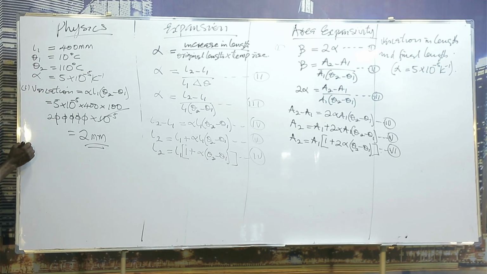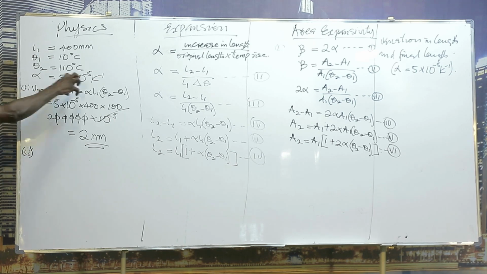Then the next question now in II. The next question said what? Final what? Final length. So anytime in your jump you see final length, it is better for you to calculate variation.